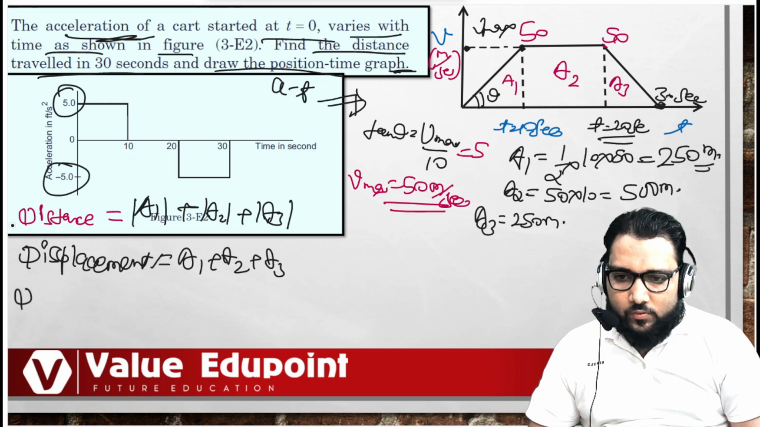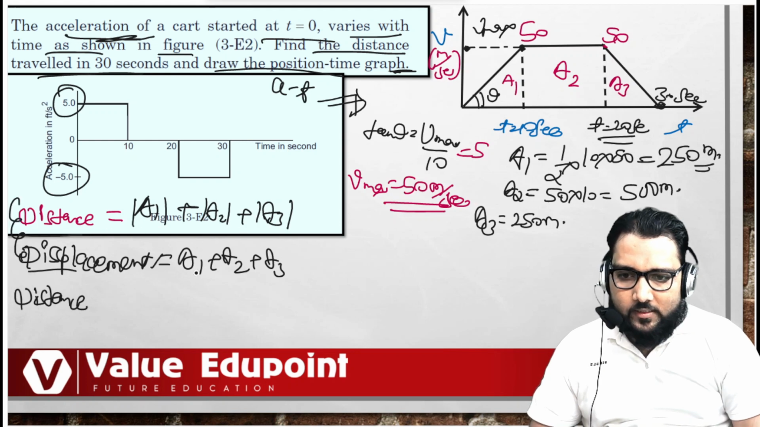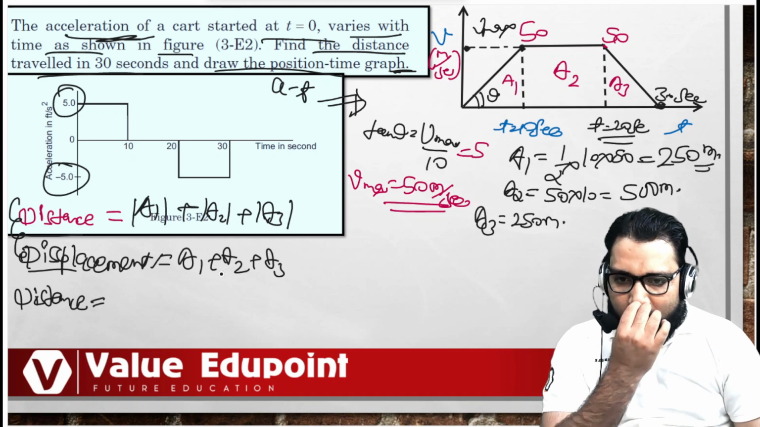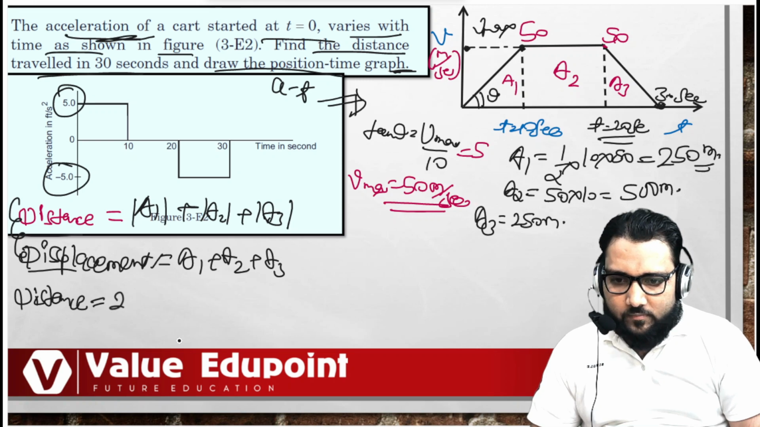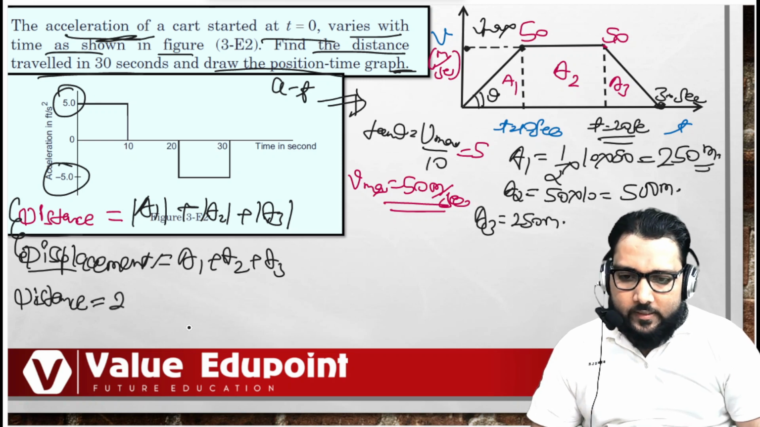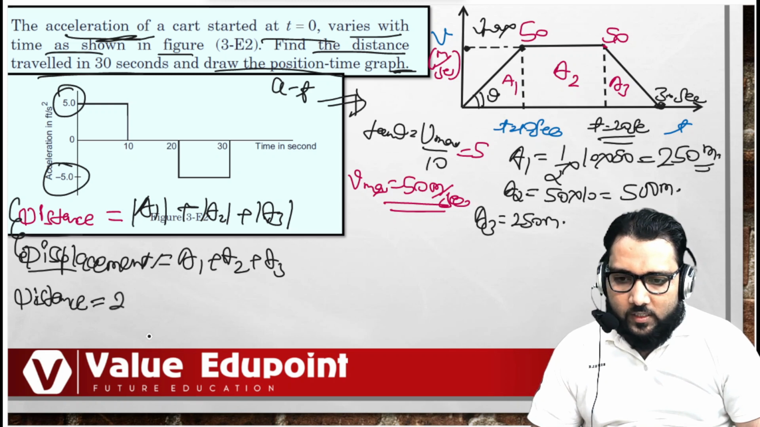So we can say the distance equals... remember these two formulas, guys. Here distance is asked, and distance and displacement will be the same here, but if the graph of the vt curve is on the negative side, then you have to consider the negative sign also. But in distance you take magnitude only. So we can directly add 250 plus 500 plus 250, that comes out to be 1000 meter. Is it okay, guys?